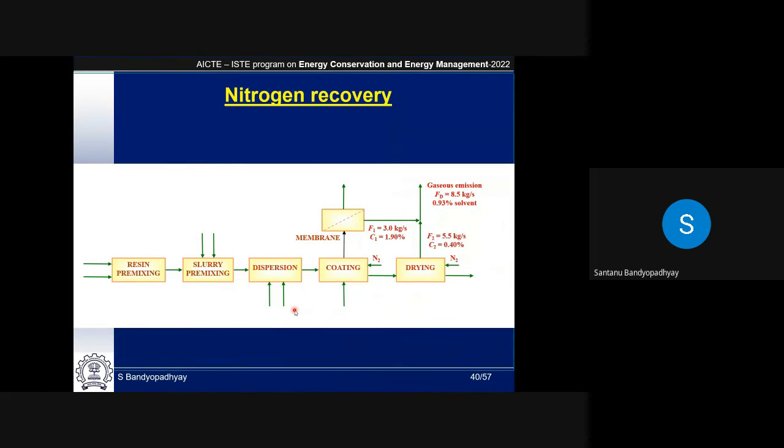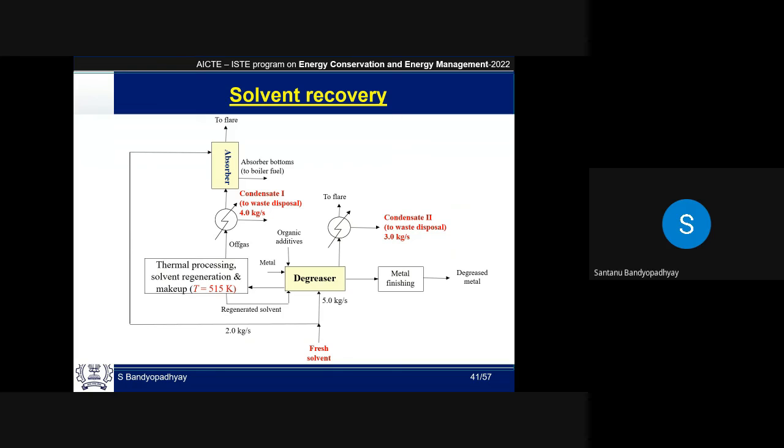Nitrogen recovery: there is nitrogen required at different places. Here you can see the nitrogen requirements, and nitrogen is coming out from these two places. How much can we recycle so that the fresh nitrogen requirement can be minimized? This is solvent recovery. Fresh solvent is used here and there is some waste solvent. The question is, can we reuse this waste solvent, condensate 1 and condensate 2, such that the fresh solvent can be reduced?